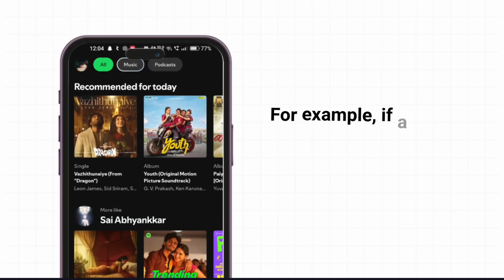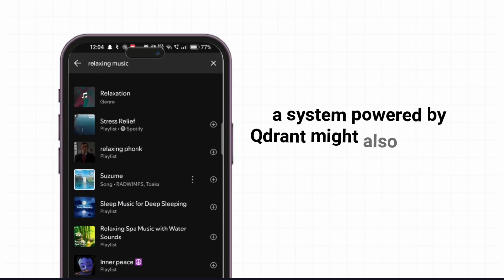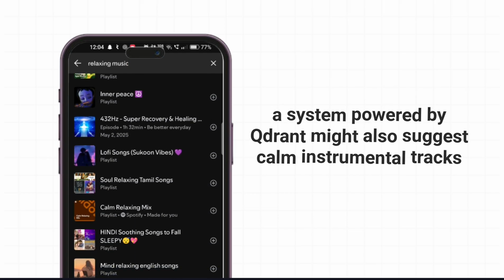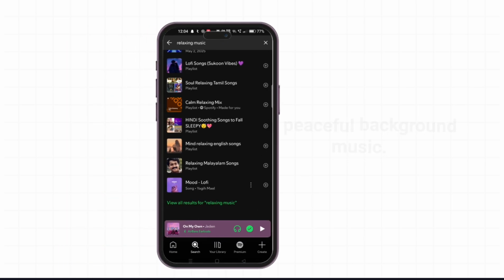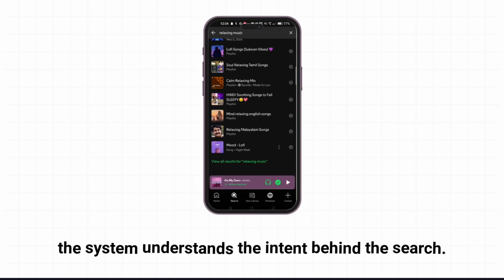For example, if a user searches for relaxing music, a system powered by Qdrant might also suggest calm instrumental tracks or peaceful background music. Even though the wording is different, the system understands the intent behind the search.